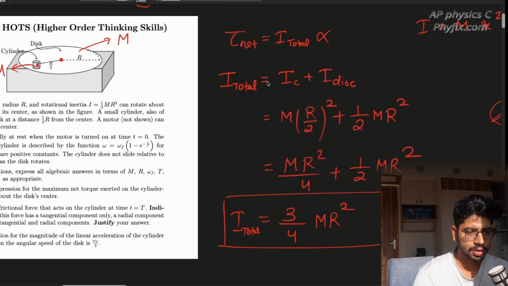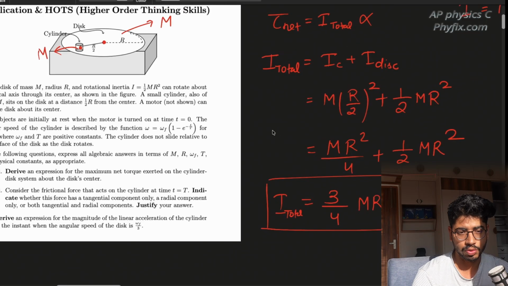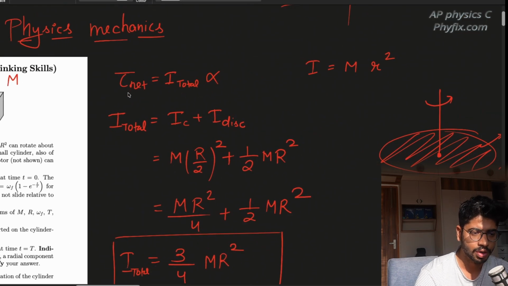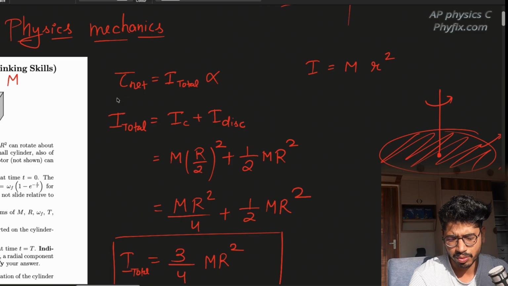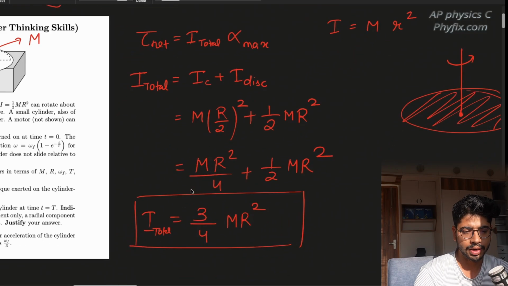To find out the alpha, because they're asking in the question the maximum torque, and the moment of inertia we already calculated, to find out the maximum torque I had to find out the maximum alpha. So this is the maximum net torque. To find it out, I had to find out the maximum angular acceleration.